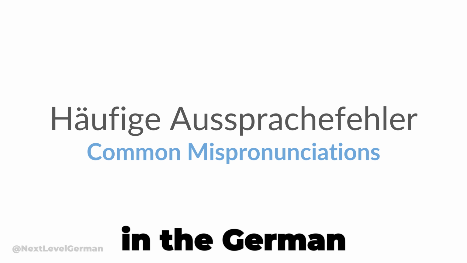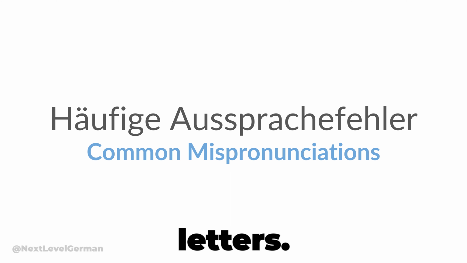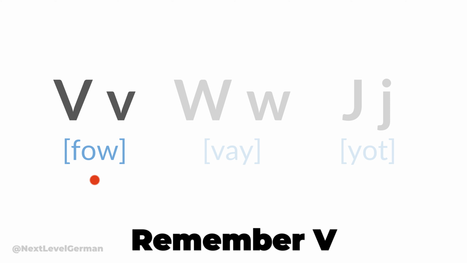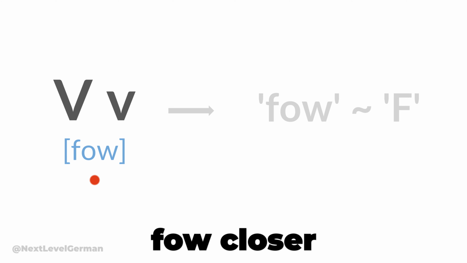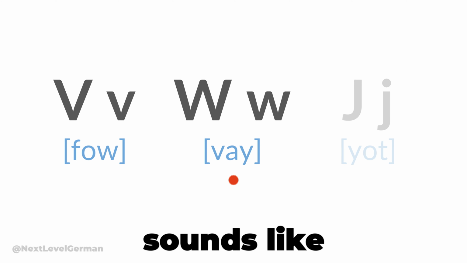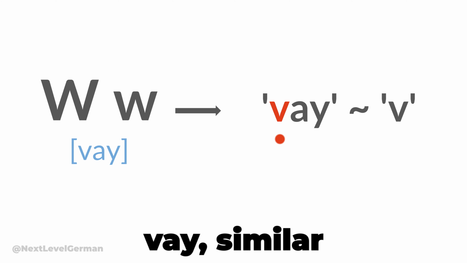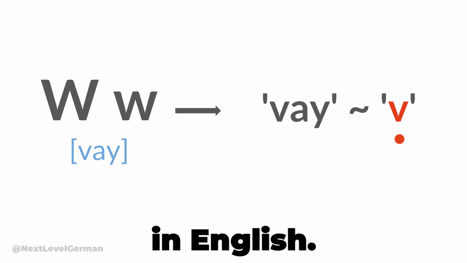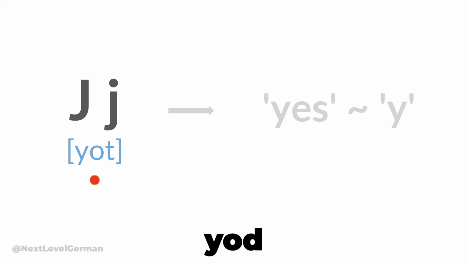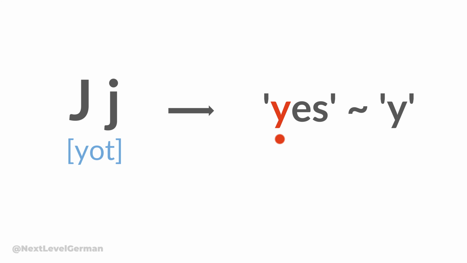Many adventures in the German language trip over certain letters. The German V and W, for example. Remember, V sounds like V, closer to F in English, and W sounds like W, similar to V in English. Another tricky part, the letter J pronounced J, like Y in yes.